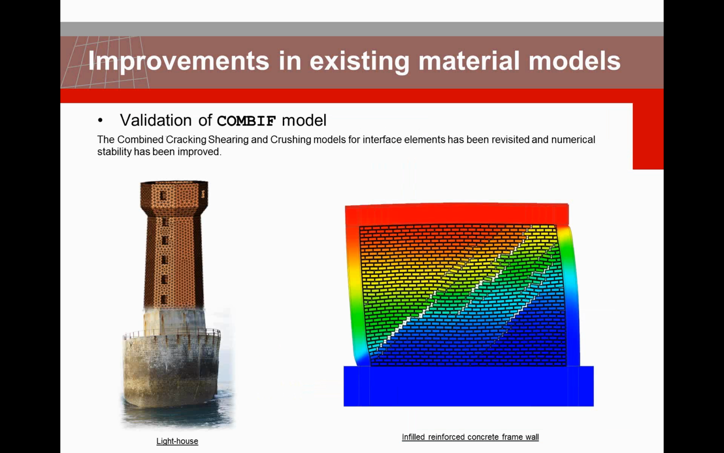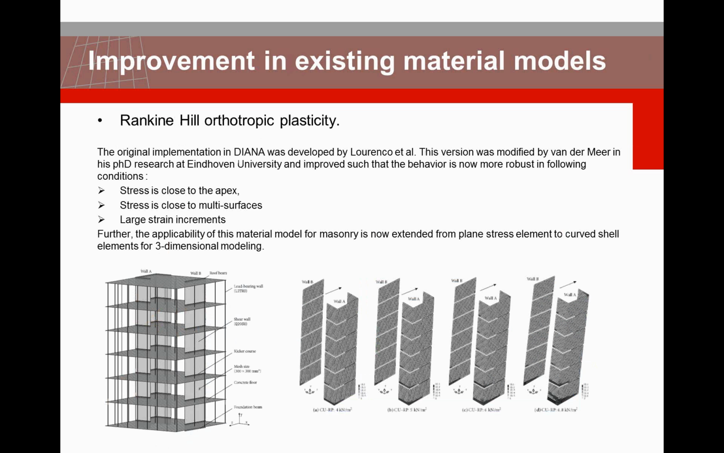For masonry, discrete masonry models in which all the individual bricks are modeled with continuum elements and the mortar with interface elements, we offer the COMBIF interface model, which is a combined characteristic of cracking, shearing and crushing. And we have revisited this model implementation and improved it such that also the stability of this model has been improved significantly in 9.5. Another approach for masonry models is the Rankine-Hill orthotropic plasticity model.